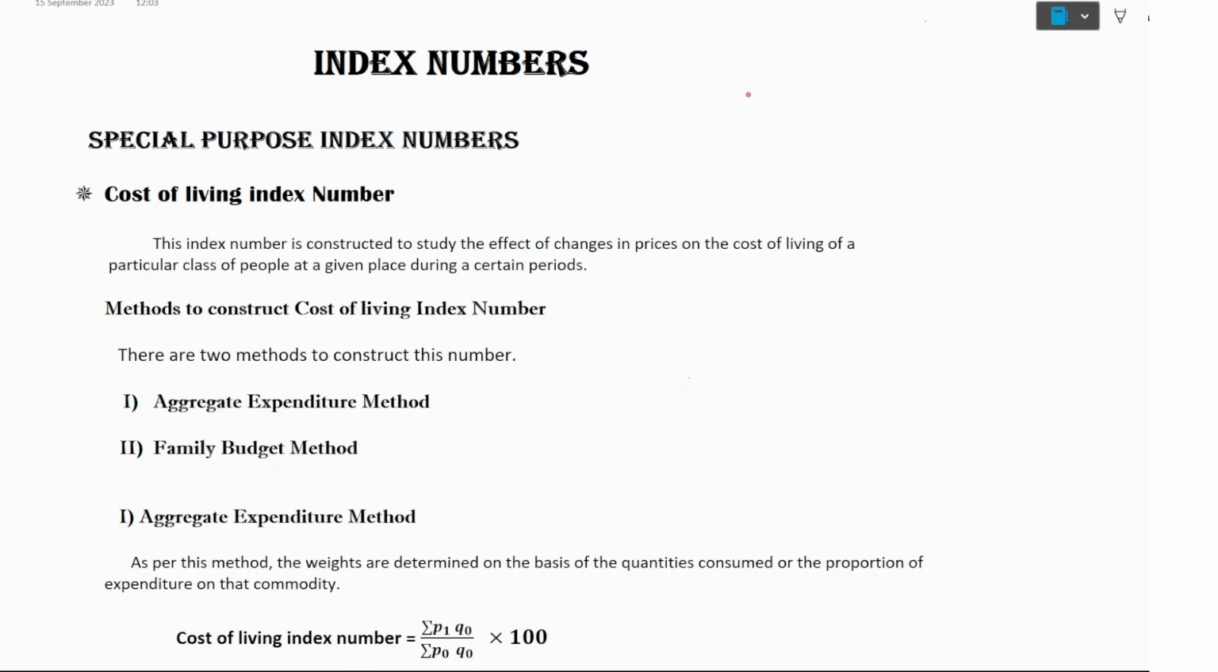This topic is a part of the syllabus for different programs: BCom, BMS, BBI, BAF, and MBA.